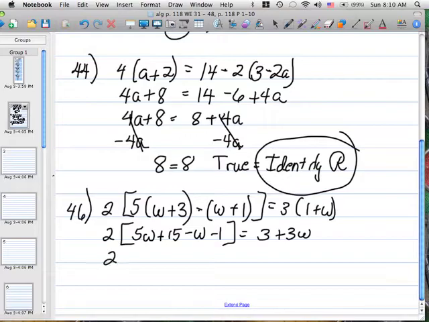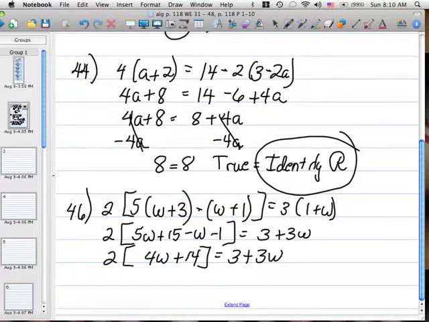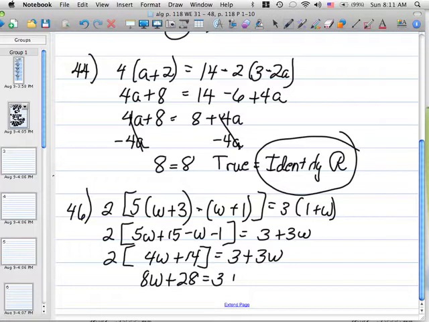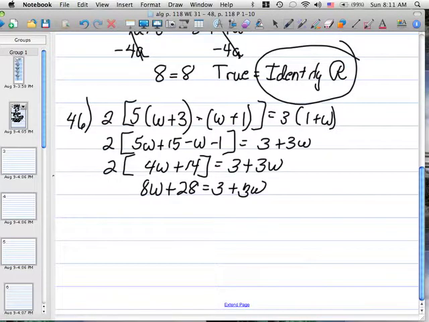On the inside of the brackets, simplify further. Do not multiply by that 2 until you simplify. 5w and a negative w is 4w. Positive 15 minus 1 is plus 14. Bring down the right. Now multiply by the 2 to get rid of the brackets. 2 times 4w is 8w. 2 times positive 14 is positive 28. Bring down the right. Keeping the variable with a positive coefficient in front, I'm going to subtract 3w from both sides.